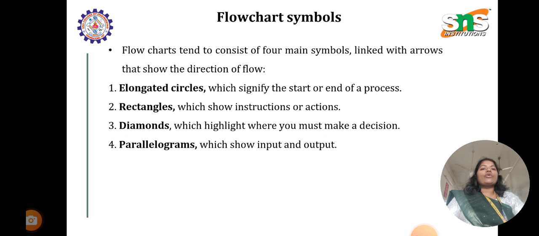Flowchart symbols. Flowcharts tend to consist of four main symbols linked with arrows that show the direction of the flow. Elongated circles, which signify the start or end of the process. Rectangles, which show the instructions or actions. Diamonds, which highlight where you must take a decision. Parallelograms, which show the input and the output.